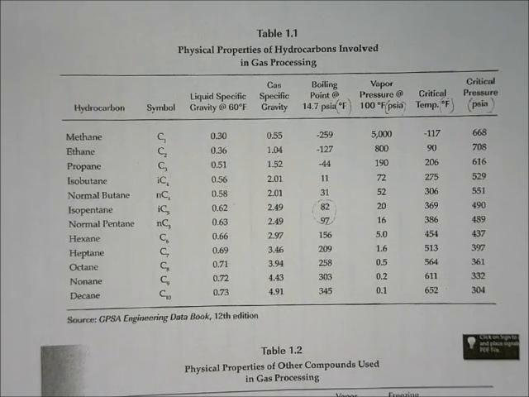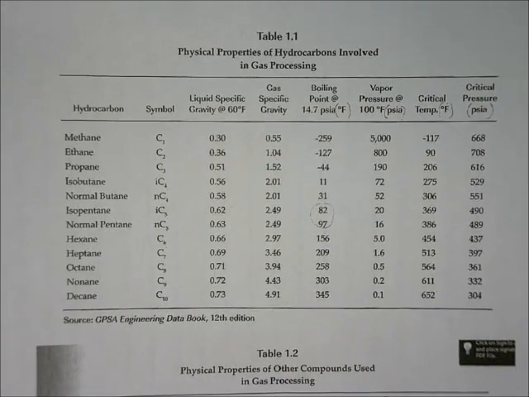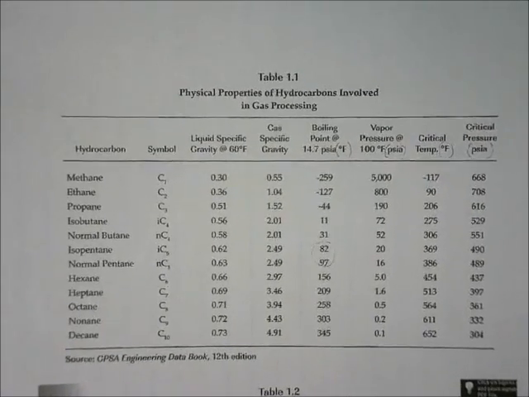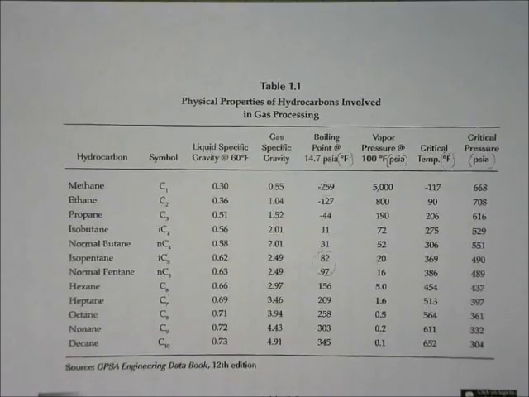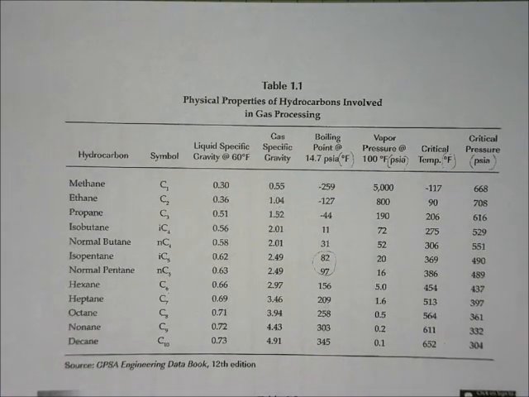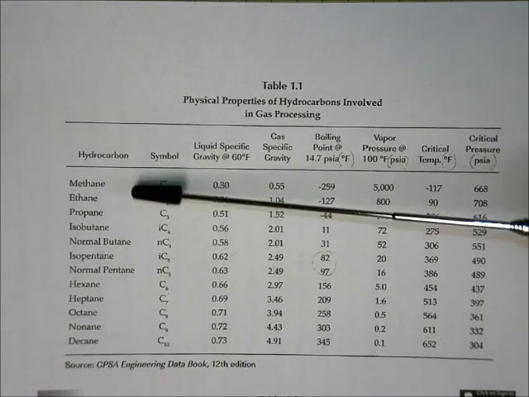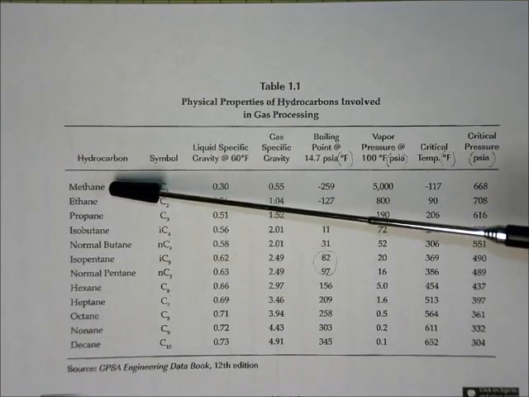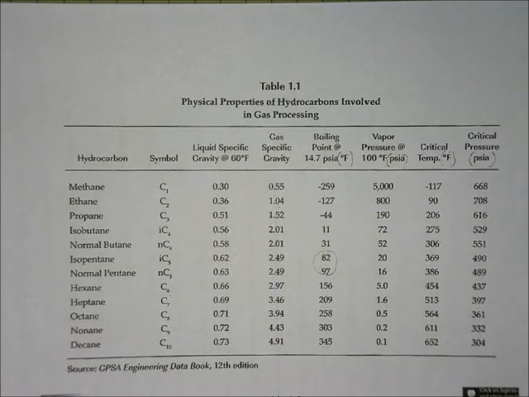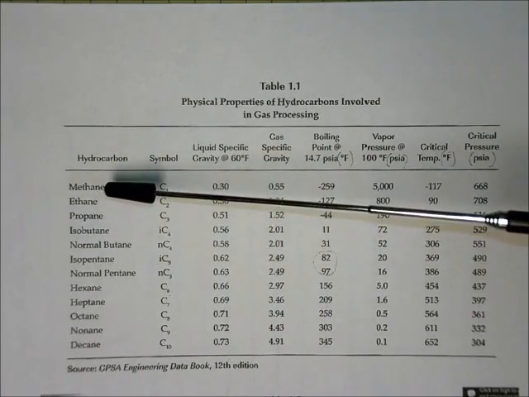Okay, if you'll turn to page 8 in your book, we want to take a look at table 1.1, point out some of the important information there. Table 1.1 lists the common hydrocarbons that are involved in gas processing and some of their physical properties. The list on the left is the most common hydrocarbons. You'll recognize some of these names. Some of the names might be kind of strange to you.